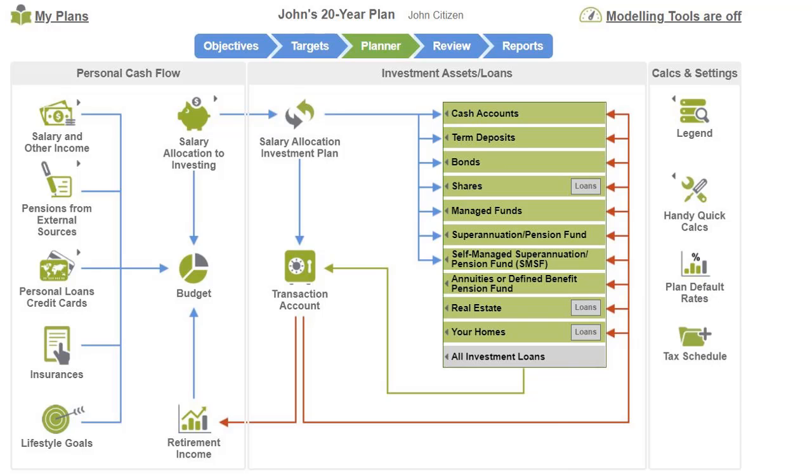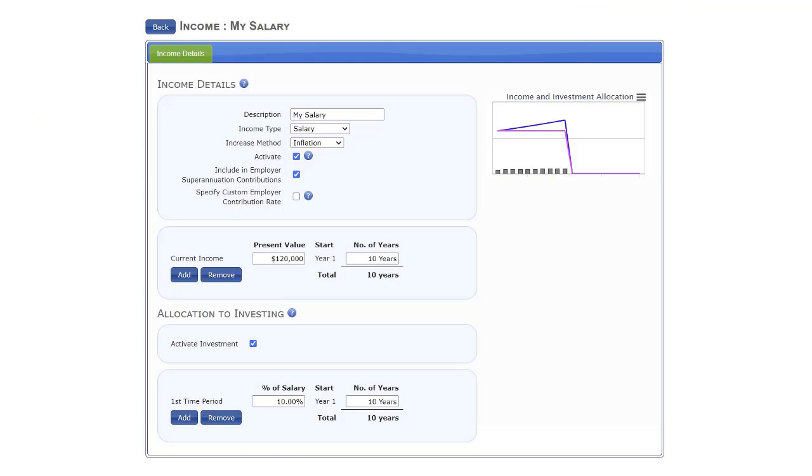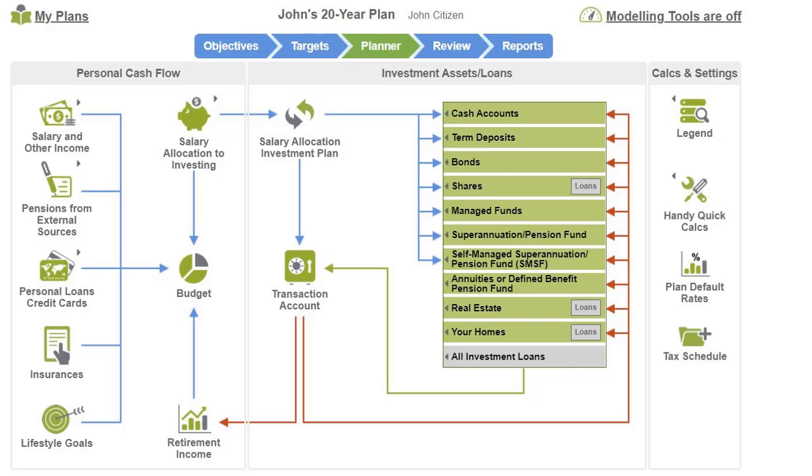For demonstration purposes, screenshots will come from a 20-year plan for a single person with only defensive assets. John Citizen is age 55 and has a salary of $120,000 and is saving 10%. John will retire at age 65, thus he will have a plan displaying 10 years each for the savings and the retirement phases.